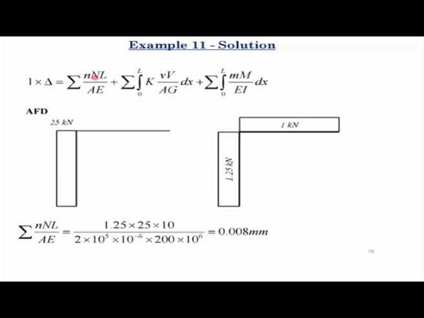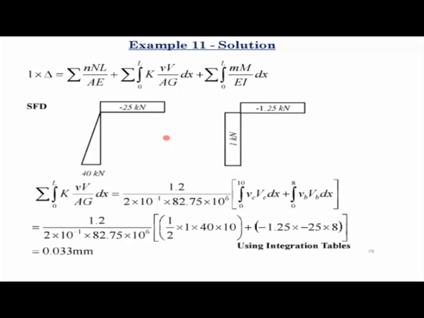So put small n is 1.25, capital N is 25, L is the length of the member which is 10, A and E are given. So this is the deflection of this joint C due to axial deformations. So this is just the first term that you see here. So now coming to the shear deformations.